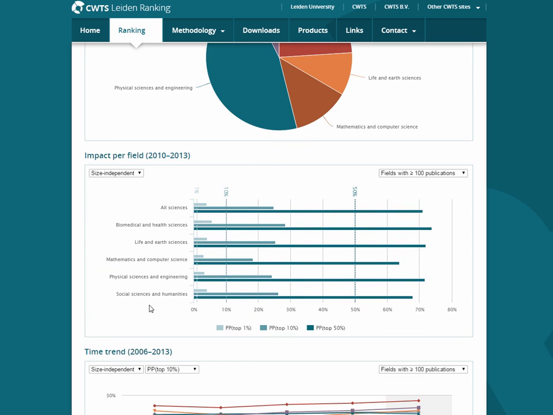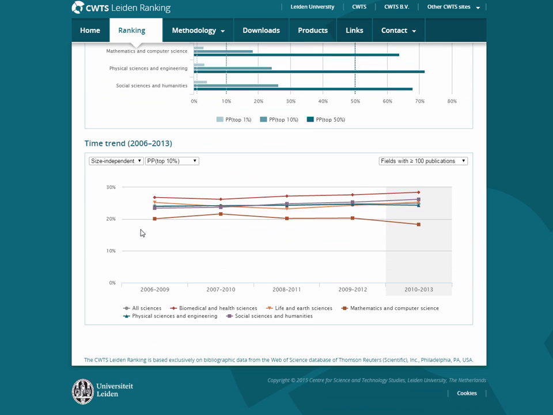A bar chart shows the impact per field. Reference values are also visible in the chart. Those reference values help to see whether the performance is below or above world average. Finally, we see a line chart that shows per field a time trend for a particular indicator. In the case of MIT, the percentage of frequently cited publications is quite stable over time for the different fields. We only see a very small increase for the biomedical and health sciences and a small decrease for mathematics and computer science.